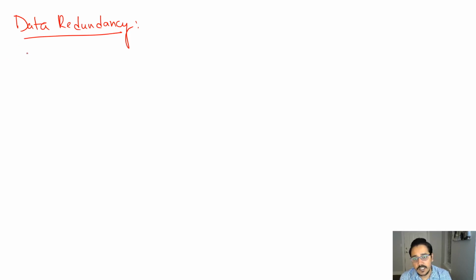Okay, so let's look at data redundancy first. Redundancy. Okay, so what data redundancy essentially is, is basically the same copies of the data appearing in different locations.